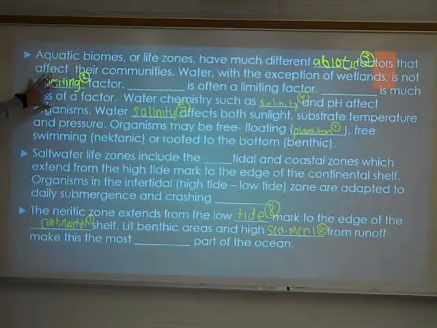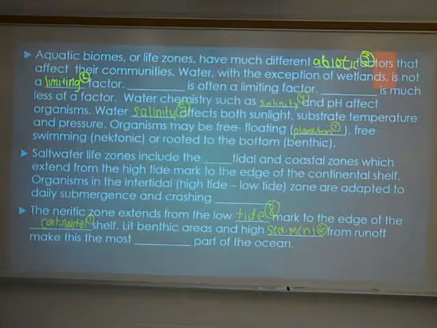Obviously, the number one limiting factor on land, what is the number one limiting factor on land? Let me put it that way. Rain or precipitation, water level, water availability, right? So that's what makes the desert a desert, a grassland, and so on. That's not going to be a limiting factor in the ocean, right, or in a lake.